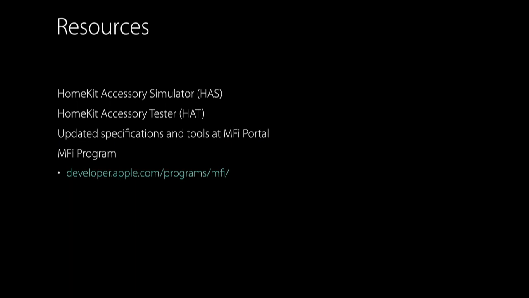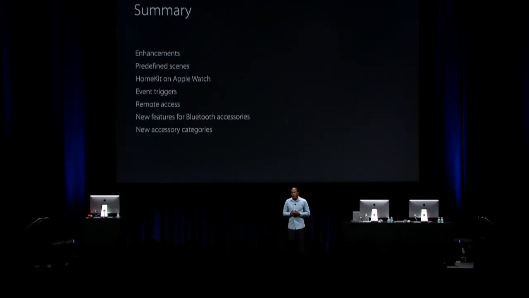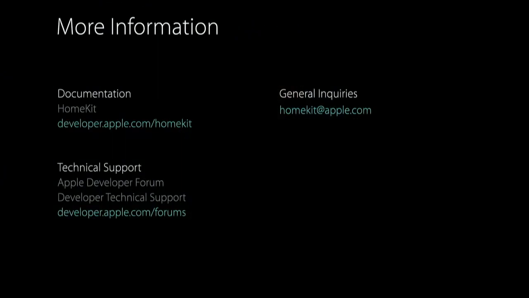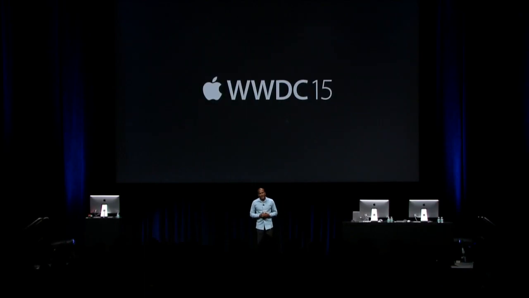Now, in summary, today you learned about many new features like HomeKit on Apple Watch, event triggers, a new way of remote access, and several features for Bluetooth Low Energy accessories. We at Apple are really excited about all these features, and we can't wait to see what you are going to do with them. If you have any more questions on HomeKit, here's where you can get more information from. Thank you very much for attending our session. Appreciate it.